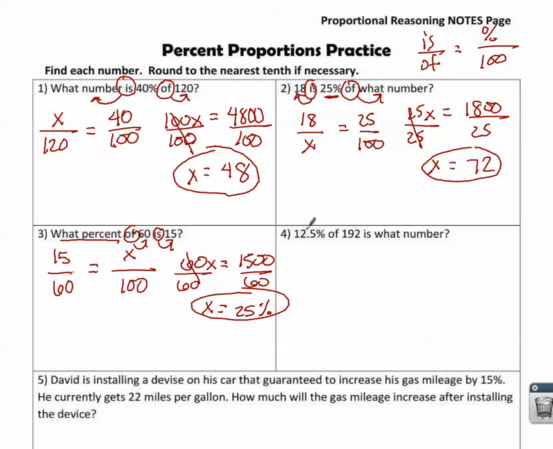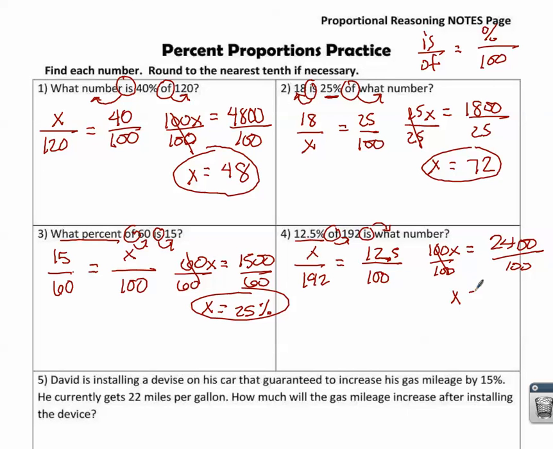For number 4, it gives you 12.5%, so that's going to be 12.5 over 100 of 192, so that's your whole, is what number? That's your part. So you're going to get 100x equals, when you multiply these two together, 2400. One-step equation, divide each side by 100, and you get 24. So 24 is 12.5% of 192.